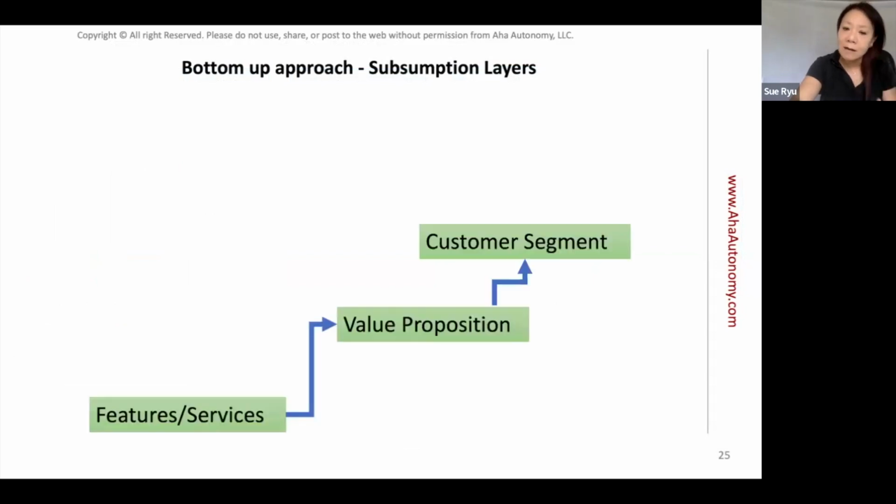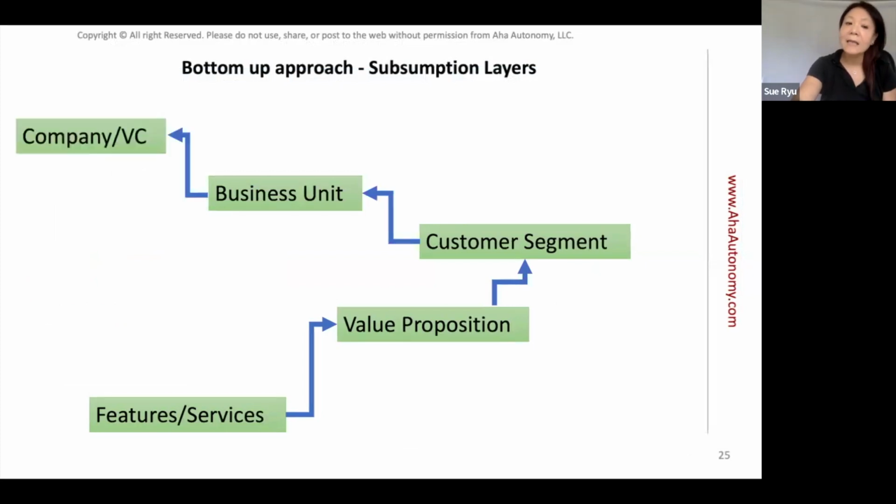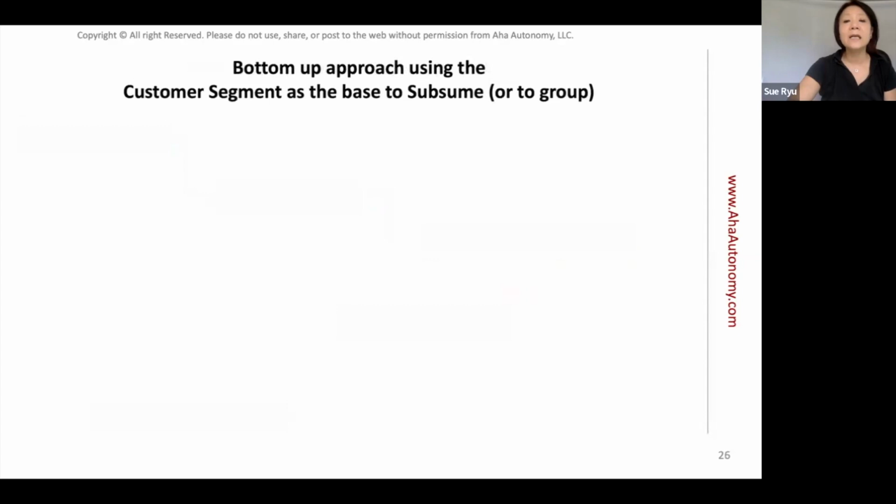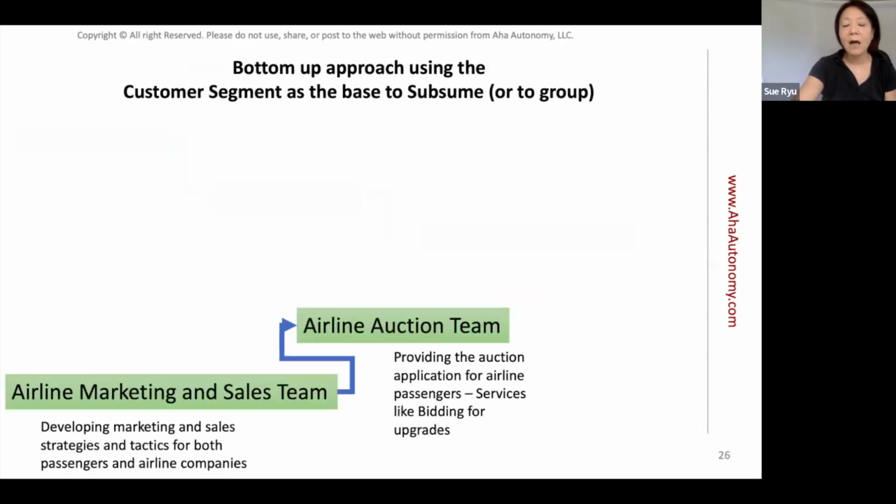It always starts with providing a value proposition for a customer segment and developing features and services. And then next up, you would have a business unit, rolling up to the business unit, and then up to the company level, where the leadership is painting a good picture of their mission and vision. So let's take a look at how we might do this for this eAuction company.